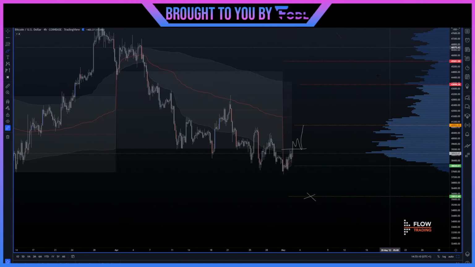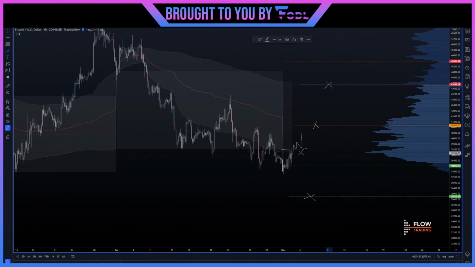I mean, you know, we trade level to level, right? So for me, the first thing I want to see is basically acceptance back inside the value area of this month's and last month's, so of April and March, right? Which is basically this area here, around about 39,350. So again, reclaim that, and I think this is a long position, at least for a scalp, at least to go to 41K, potentially 45K.